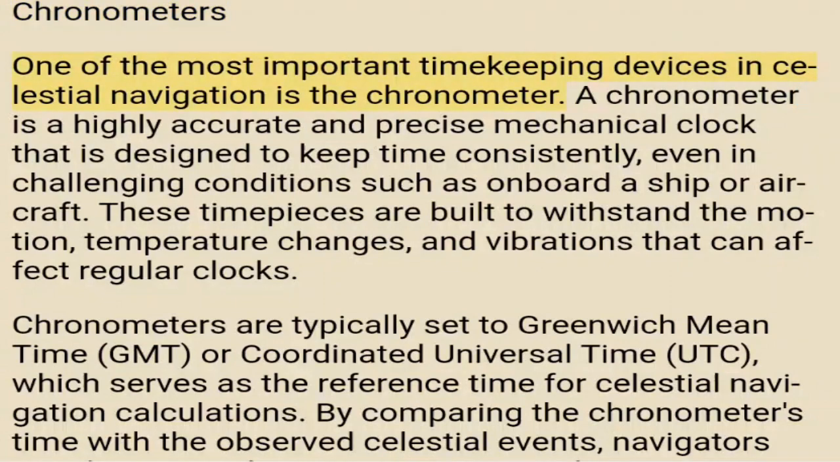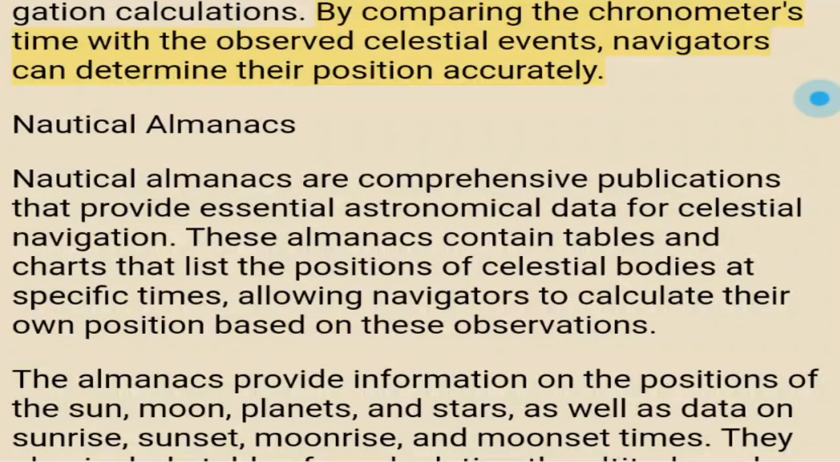Chronometers. One of the most important timekeeping devices in celestial navigation is the chronometer. A chronometer is a highly accurate and precise mechanical clock that is designed to keep time consistently, even in challenging conditions such as onboard a ship or aircraft. These timepieces are built to withstand the motion, temperature changes, and vibrations that can affect regular clocks. Chronometers are typically set to Greenwich Mean Time (GMT) or Coordinated Universal Time (UTC), which serves as the reference time for celestial navigation calculations. By comparing the chronometer's time with the observed celestial events, navigators can determine their position accurately.